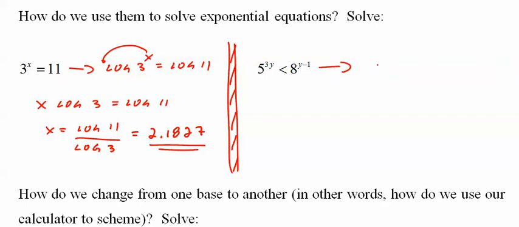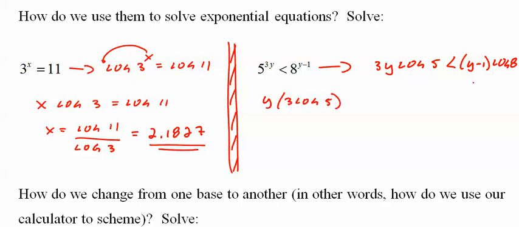The hard part is going to be doing this with an inequality. We're going to have to number line it and figure out what's going on. This is y minus 1 log of 8. And got to distribute. I'll leave log in the answer for now. Y times 3 log of 5 minus, I'm going to pull the log over. It's log of 8y. Y log of 8 less than negative log of 8.